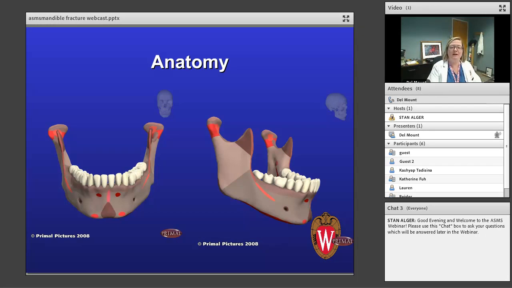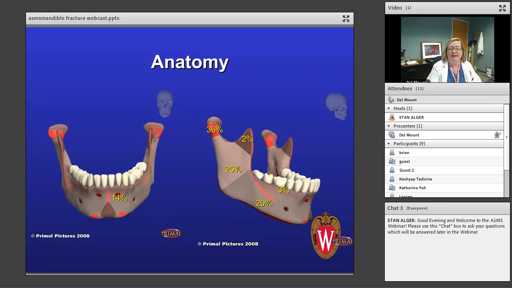Again, the breakaways here include the red area, which is the subcondylar area, the coronoid process, the mandibular ramus, the body, the parasymphyseal region, as well as the tooth-bearing segments. So this is a unique area to have fractures because not only are you dealing with the three-dimensionality of the bone, including two joint spaces, but you're also dealing with the dentition. And the dentition can hurt you, it can help you. Most of the time, it helps you.